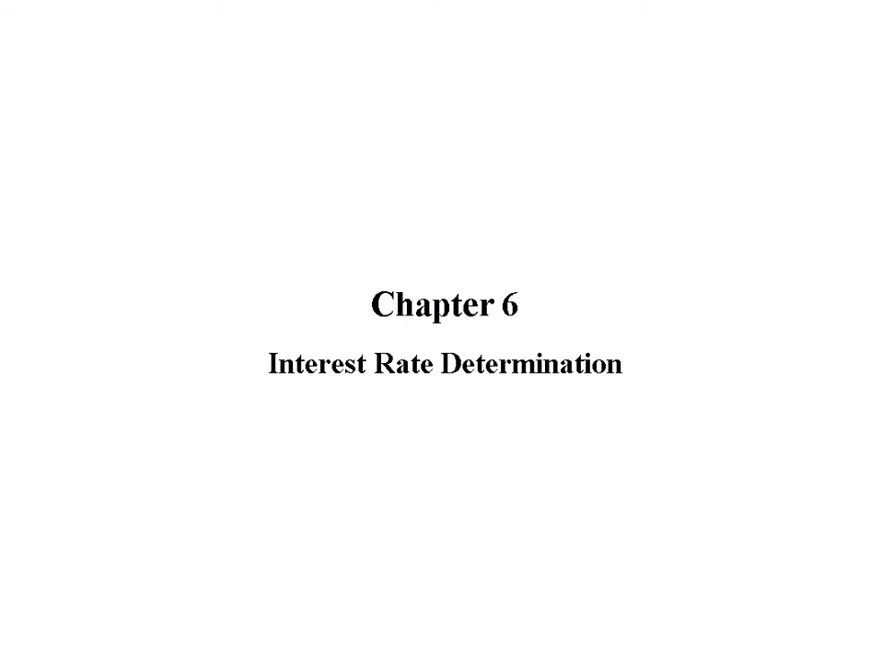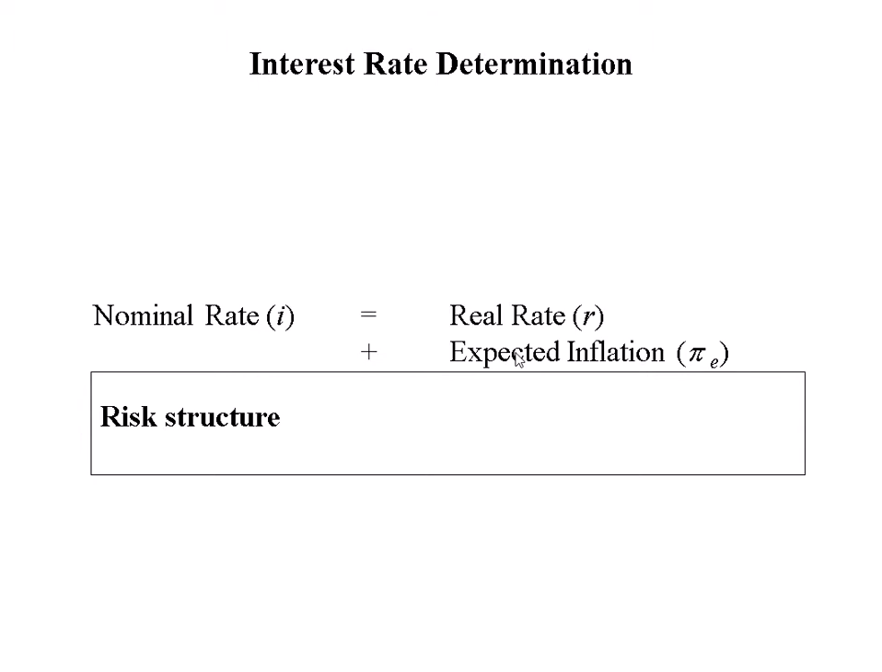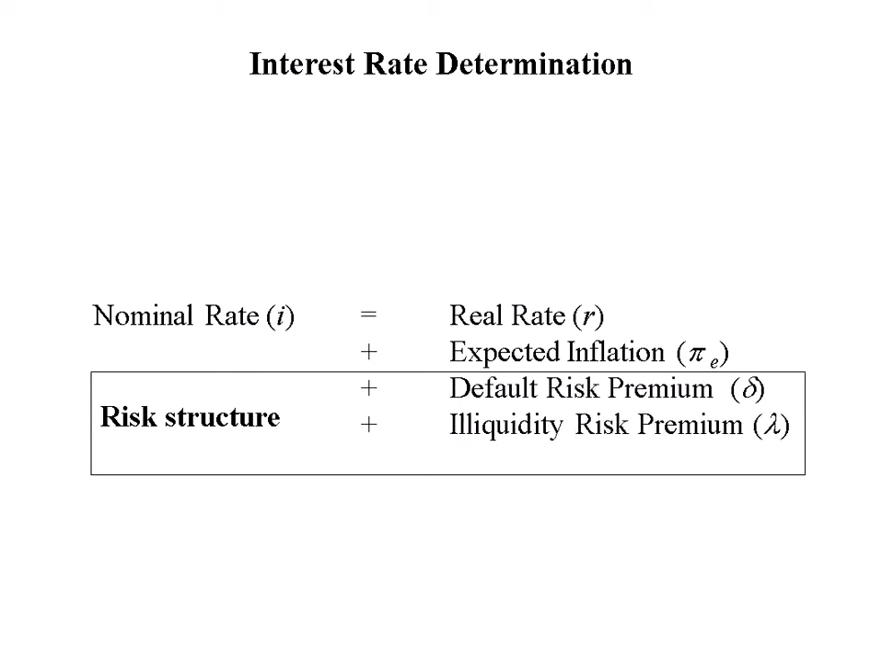In the third part of Part 3, Chapter 6, we're going to determine interest rates and look at how they're determined. So far, we've just looked at the Fisher effect. The nominal rate of interest equals the real rate of interest plus the expected inflation rate. But we have other things to consider. We have risk structure, which includes default risk premium, illiquidity risk premium, tax exemption discount.